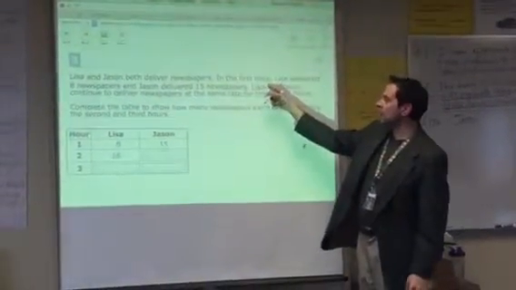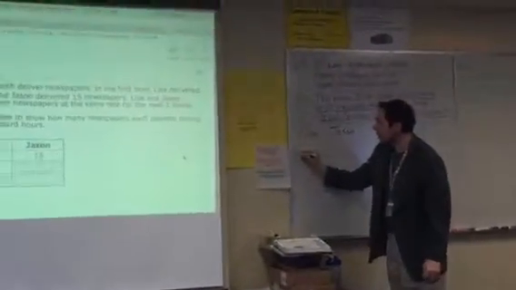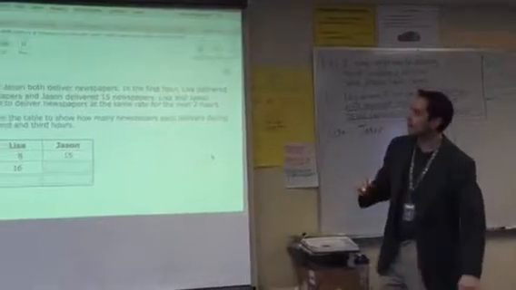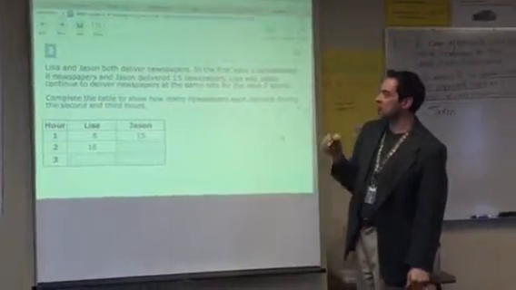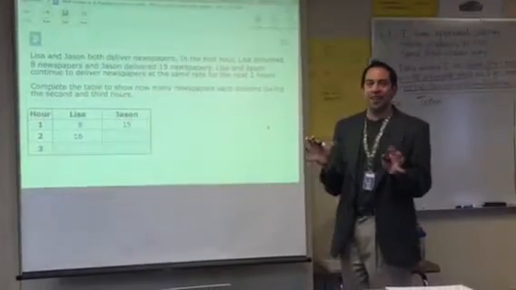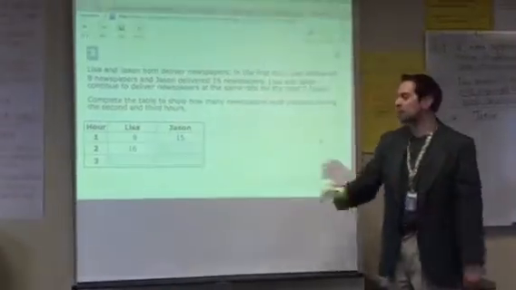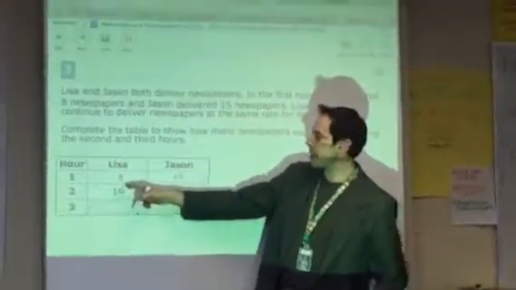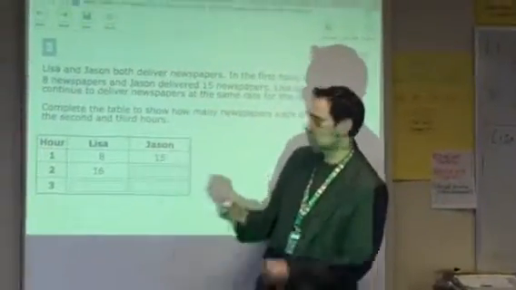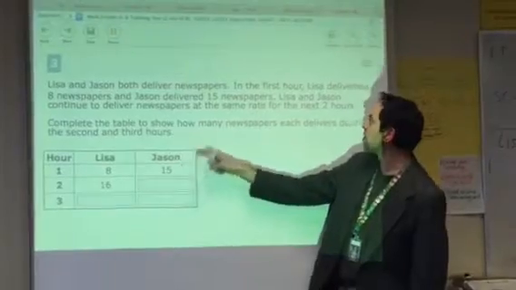In the first hour, we're going to get information about the first hour, so I'm going to label that. Lisa delivered 8 newspapers, and Jason delivered 15 newspapers. Now, I have to say, I was about to write that on the board, and my eyes trekked to the table that's down here. I'm not sure I need to keep writing all of this on my paper, because I've got an 8 and a 15 right here. So let's keep reading and see if this table actually helps us.